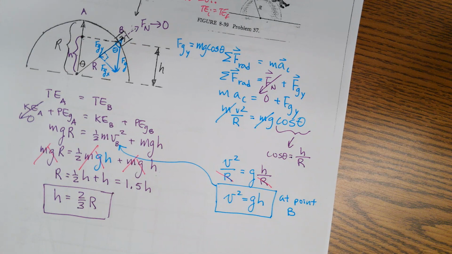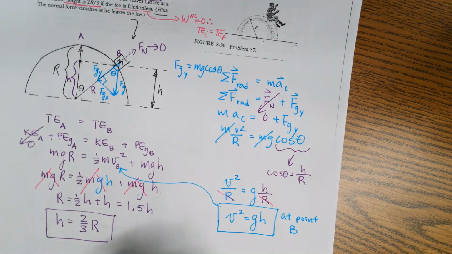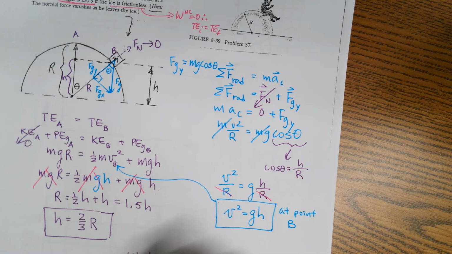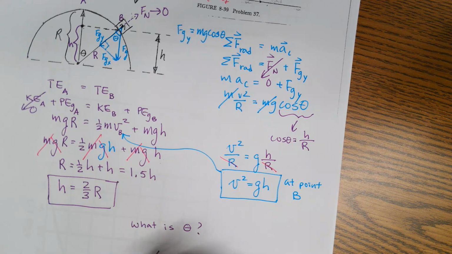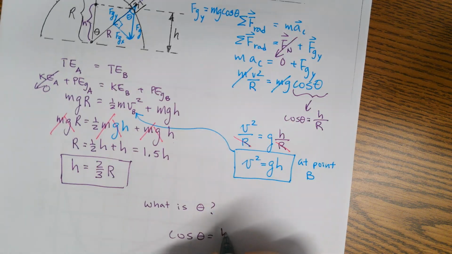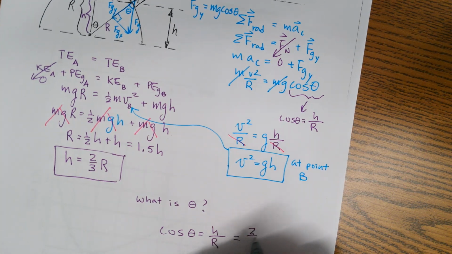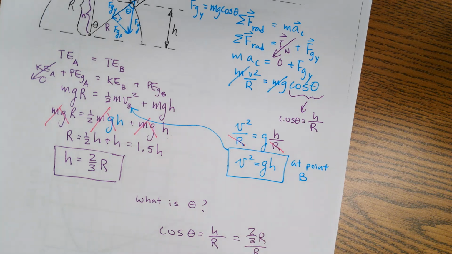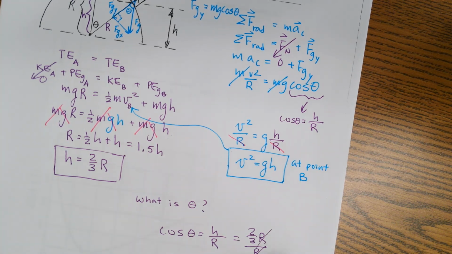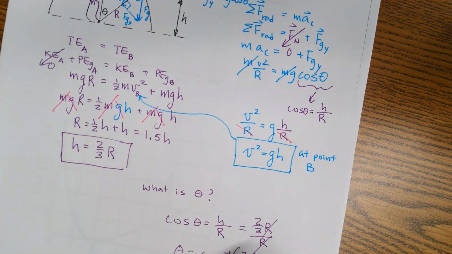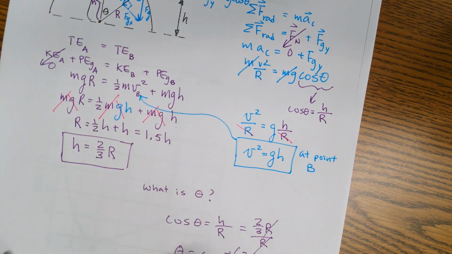All right. If you want to figure out what this angle is, you could figure that out. Cosine of theta is equal to h over r. We can substitute the h with 2/3 r over r, and r over r cancels out, giving me just 2/3. So theta is equal to cosine inverse of 2/3, which comes out to 48.2 degrees. That's just going a little further.